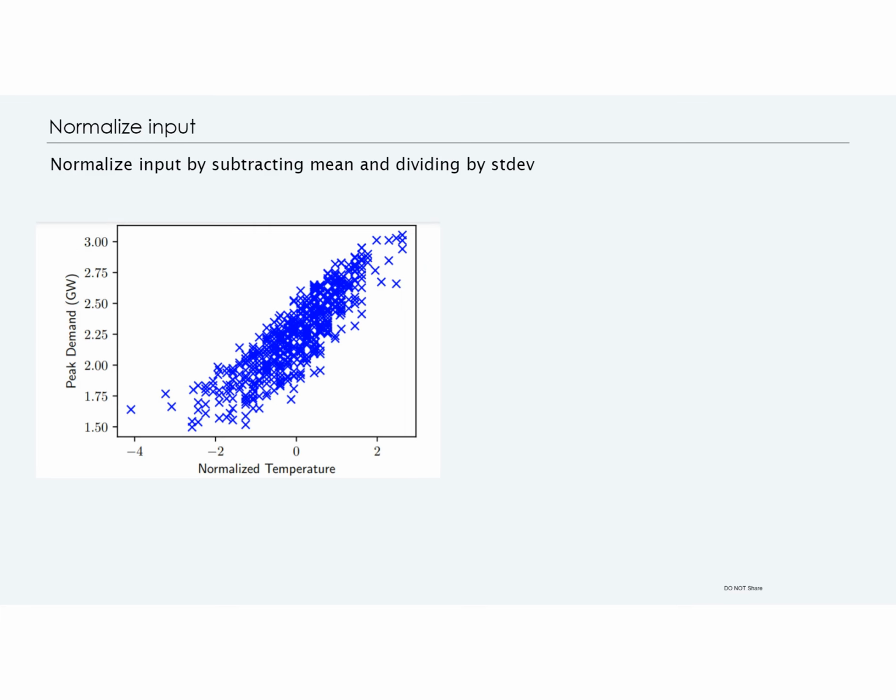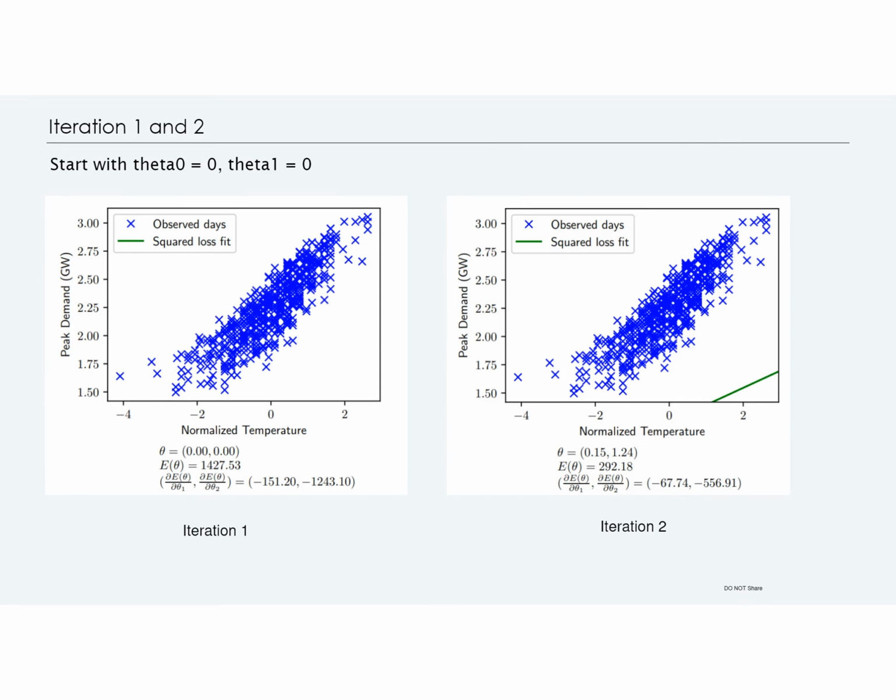Before we implement this, which you will see later, we need to normalize data as temperature and demand can come from two scales. Using a min-max normalizer, we can map all values to be between 0 and 1. Let's see how the iteration works.